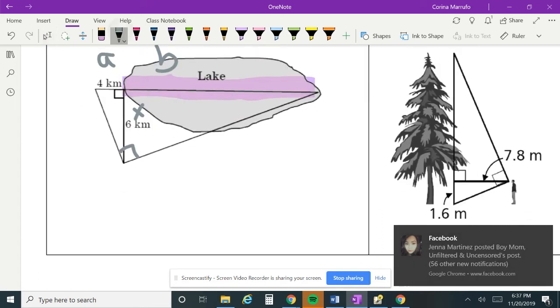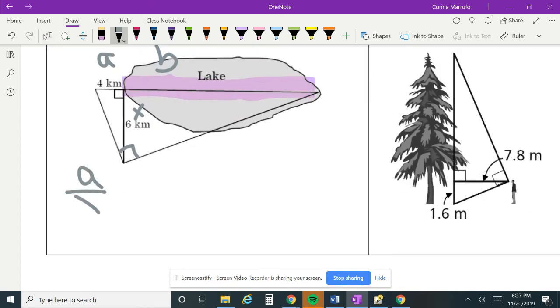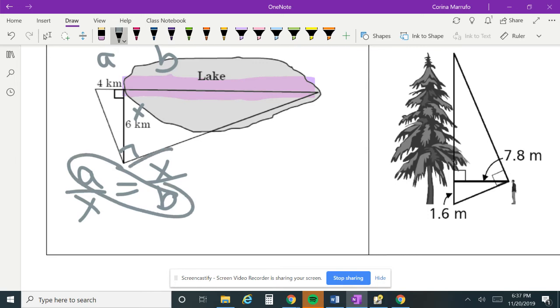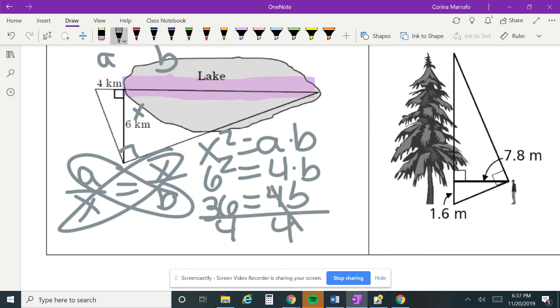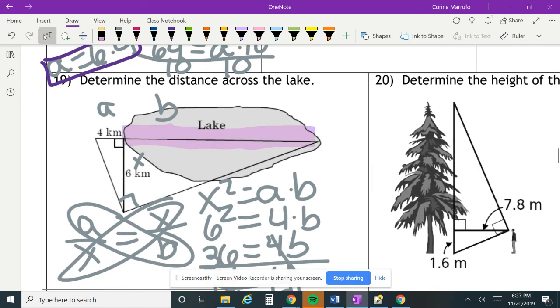So on here we are going to do A over X equals X over B. Okay, we're going to cross multiply. We're going to get X squared equals A times B. X is 6, so 6 squared equals A, which is 4, and B we don't know. So 6 squared is 36 equals 4B. We divide by 4, and that means that 9 is equal to B. And I think that's what they're asking us for that one.